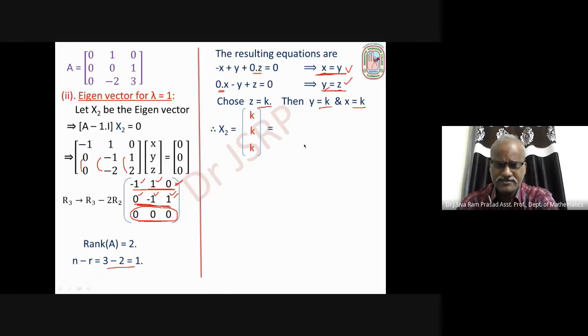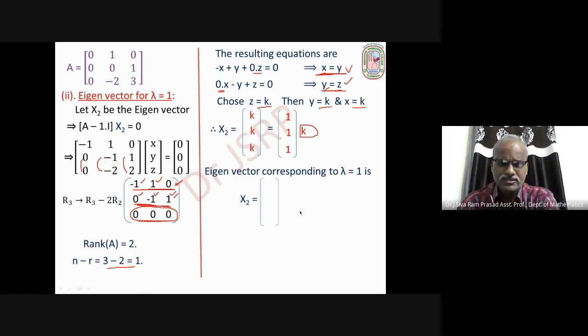Therefore X2 equal to first x = k, y = k, z = k. So take k common, (1, 1, 1) into k. Okay. So in particular take k equal to 1, then we get eigenvector for lambda equal to 1. So therefore eigenvector corresponding to lambda equal to 1 is X2 equal (1, 1, 1). So this is eigenvector corresponding to second eigenvalue lambda equal 1. Similarly, we find third eigenvector for lambda equal 2.